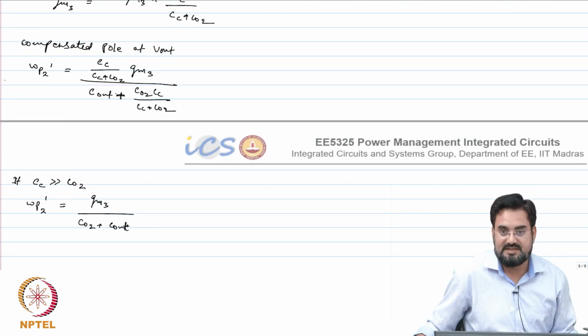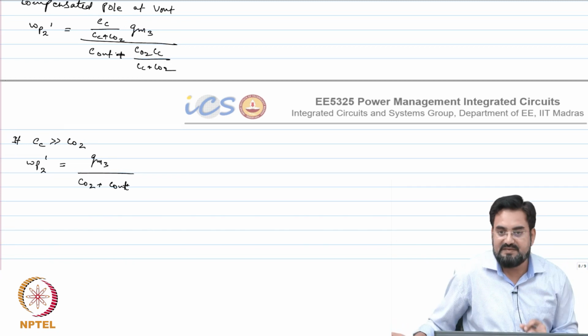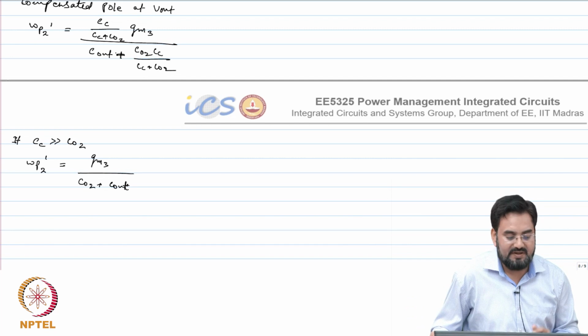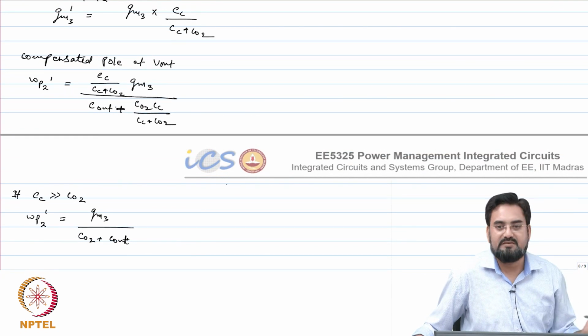So, this is an approximation, but if, let us say, from your calculation like in the previous case we were looking at 16 picofarad or so, and your output cap is 10 picofarad, then you cannot assume this approximation because they are very close. Then you have to use the complete equation.